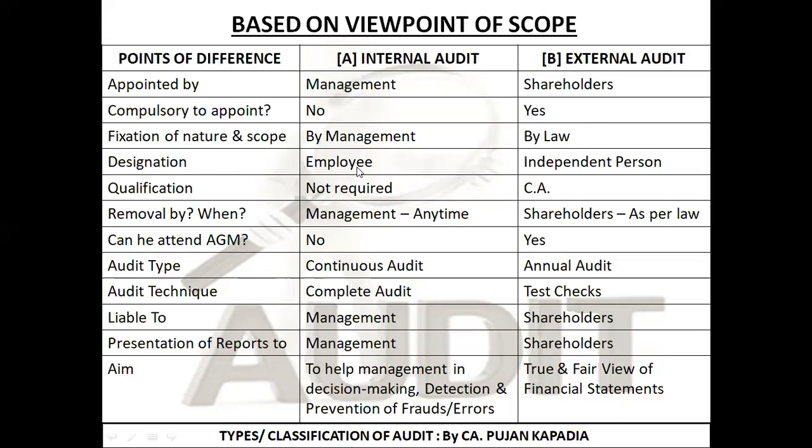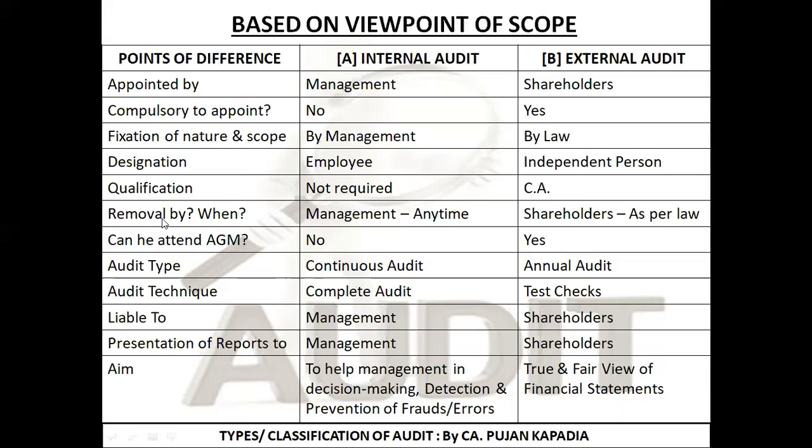What is the designation of that particular auditor appointed? Internal auditor is no more than an employee. So he is performing as an employee to that particular organization. While external auditor is an independent person. He is not basically related to the shareholder or to the company. He is an independent outsider. Next is qualification. Is it required that a certain qualification is needed? In case of internal audit, no, it is not required. Even if you are a graduate, you are capable or qualified to do the internal audit. But in case of external auditor, you are required to be a chartered accountant. CAs are basically qualified to do the external audit.